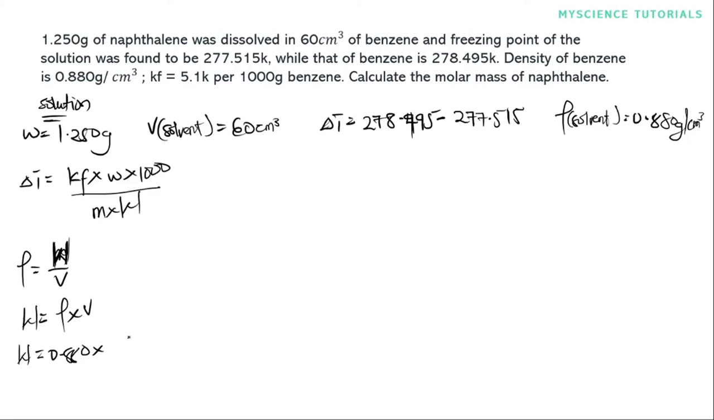So we multiply that by 60, we are going to get 52.8 grams. All right, so now that we have the value of our capital W, we can substitute that back into the formula and find the molar mass of the naphthalene.